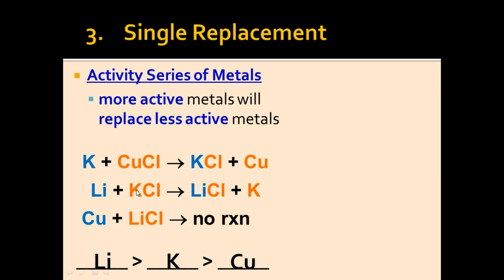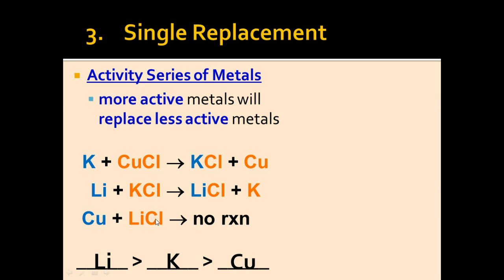So that's how, on a test, you might have a question where it gives you three reactions and three different metals, or positive cations, and it asks you which one's the most reactive, and you can tell by seeing which one replaces which. So remember, more active metals will replace less active metals, and vice versa. Less active metals will be replaced by more active metals.